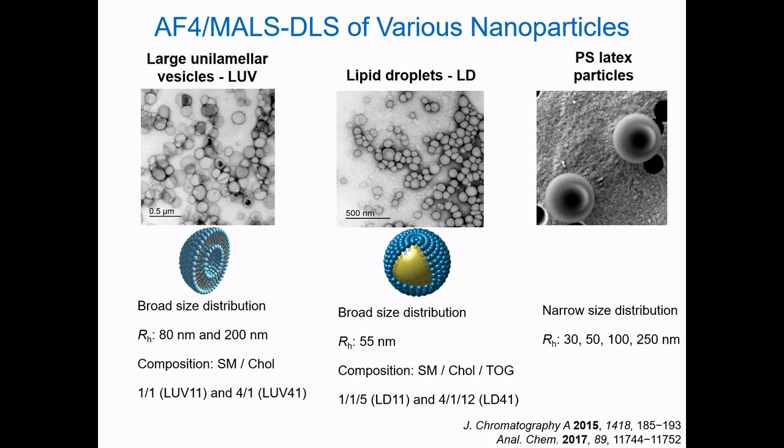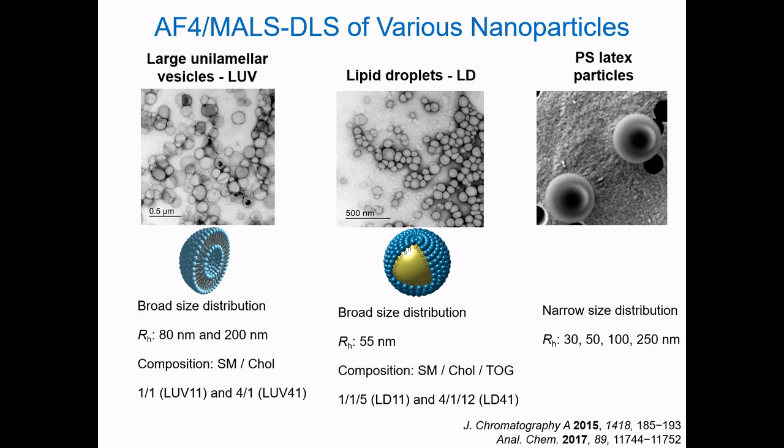In the following, I'm going to show you a few successful examples where the use of Wyatt's equipment was essential. The first example deals with large unilamellar vesicles, which are spherical particles composed of a phospholipid membrane that surrounds an aqueous core. Vesicles were studied in two different sizes and, at each size, at two different chemical compositions of the membrane. The membrane consisted of sphingomyelin and cholesterol.